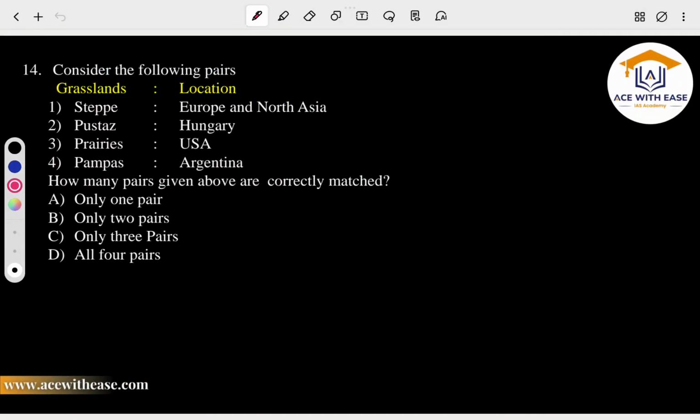14th one. This is a famous question. The concentration is on these names. Grasslands in different areas are called by different names. It is called steppe in Europe and Eurasia, Puszta in Hungary, Prairies in USA, Pampas in Argentina. So all the pairs here are correct.